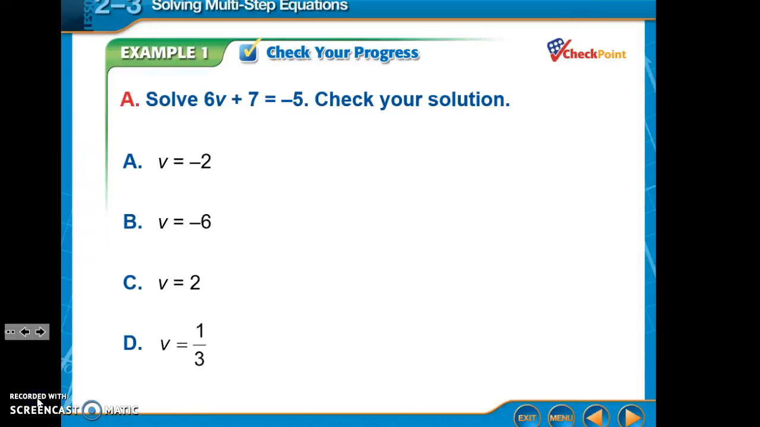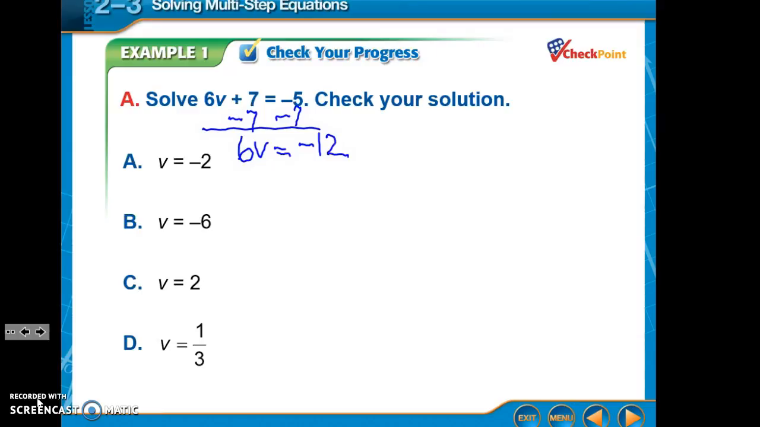Alright, so we have 6v plus 7 equals negative 5. So how do we go about solving this one? What's our first step? We subtract 7. So we're going to subtract 7 from both sides. We have 6v equals negative 12.